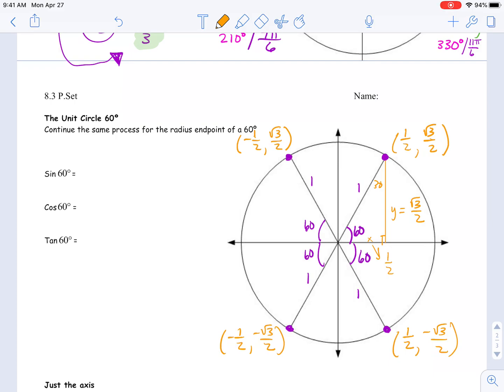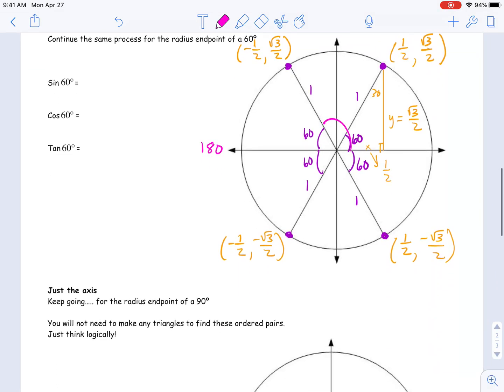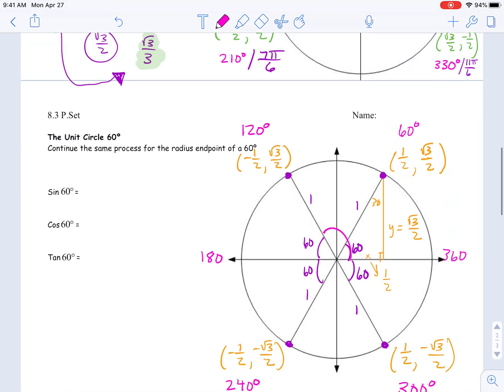And then we can go ahead and fill out the degrees at each of these ordered pairs, 60. And then if I come all the way around, I'm 60 away from 180, that's 120. I'm 60 after 180, so that's 240. And then I'm 60 before getting to 360, which is 300. Now my radians.